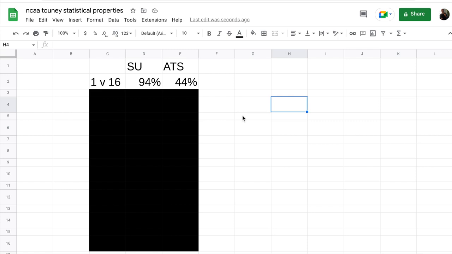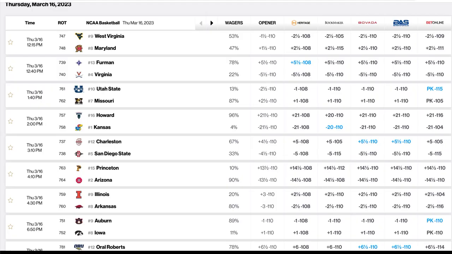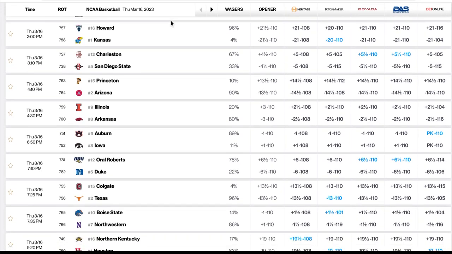Now, what's interesting to note, this figure right here, ATS, the 1 seed is only covering 44%. This is huge. This is a great statistical property. And if you follow me for any length of time, we already know why this is. It's because they're the number 1 seed. The public perceives this team to be astronomically better. The sportsbooks will overvalue that side. So in essence, where is the value? The value is on the opposite side.